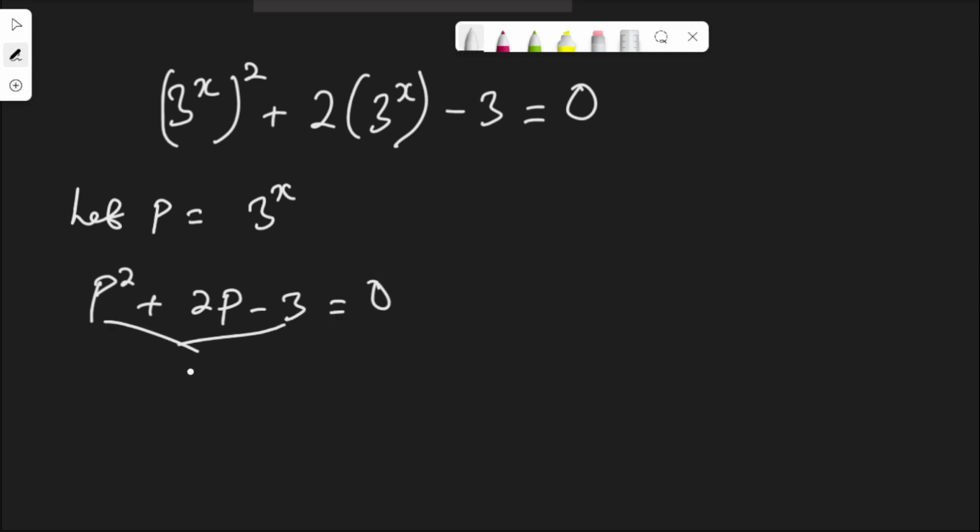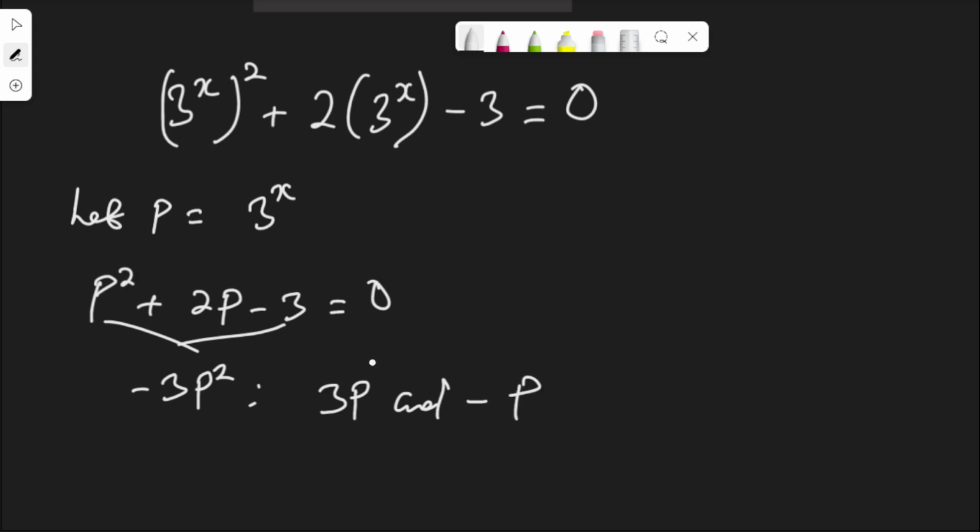Again, I'm using factorization. p squared times -3 is -3p squared. Two factors of -3p squared that can give us positive 2p. That should be 3p and -p.